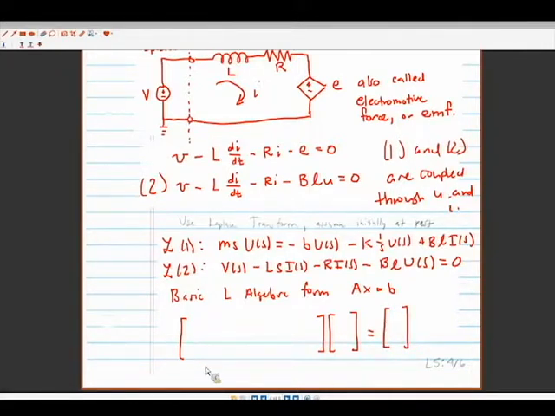A is going to be coefficients. These are going to be known, oftentimes. So known coefficients in A, the x vector is the vector of unknowns, and this is going to be our vector of knowns.